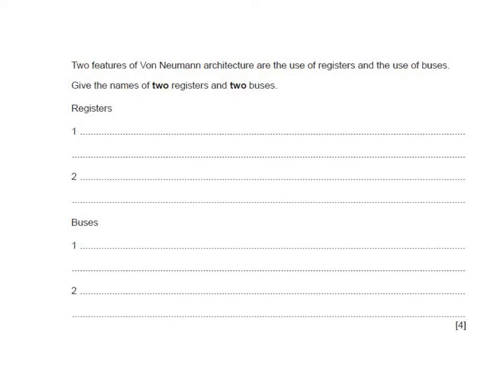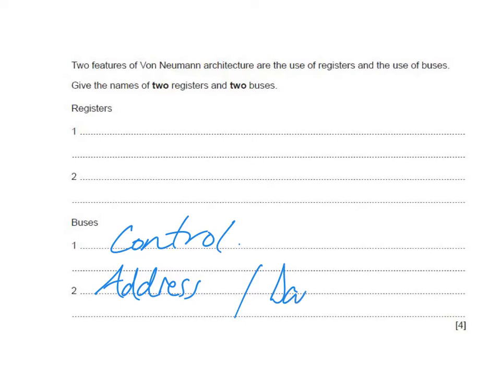So 2 features of von Neumann architecture are registers and the use of buses. So there's a lot, and obviously us doing this way is quite straightforward to answer these questions as we've seen the answer. So buses, we had the control bus, which is giving out commands. We have the address bus, and just for extra, we've got also the data bus. So there are 3 buses that we know of. And try and give full names for the registers, but you probably get away with them.